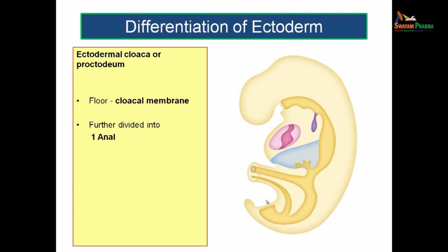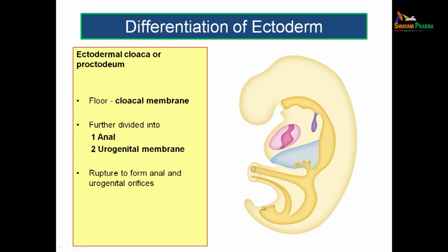So this cloacal membrane will be divided into 2 parts. One is known as the anal membrane, which is posterior, and the other one is known as the urogenital membrane. When the anal membrane ruptures, this will be communicating with the exterior through the anal orifice, and when the urogenital membrane ruptures, the bladder and the genital structures will be communicating with the exterior through the urogenital orifices.